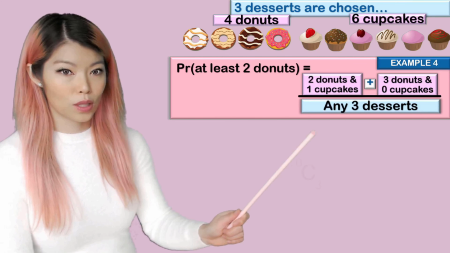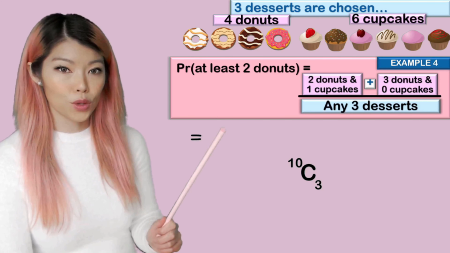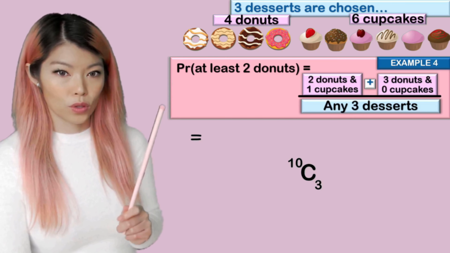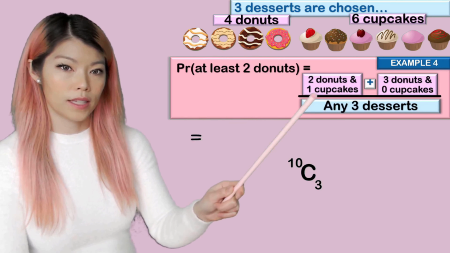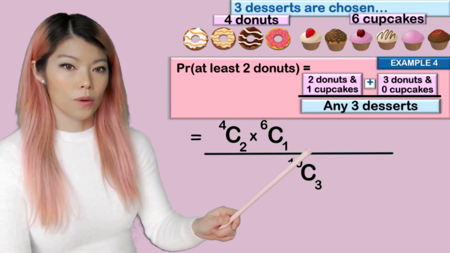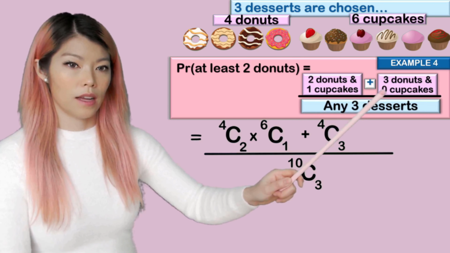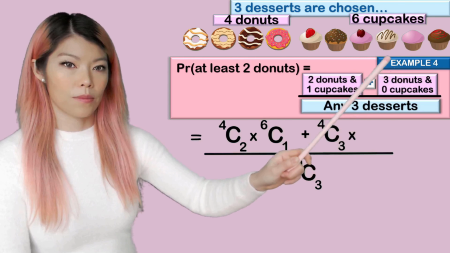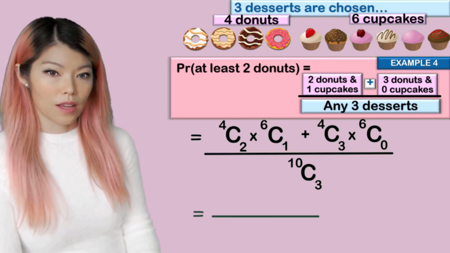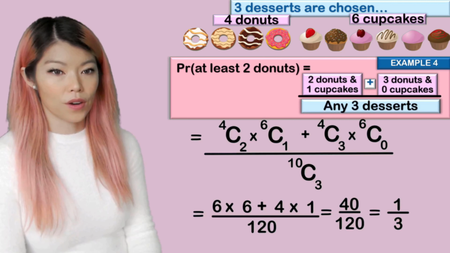Now I'm going to do the 3 desserts first because it's easy. That is, out of the 10 desserts, we're picking any 3. That's our denominator. The numerator is 2 donuts and 1 cupcake. So order, again, doesn't matter, so we're doing C. So 2 donuts would be 4C2 and 1 cupcake, so 6C1. Or, that means plus 3 donuts, so 4C3, and so times 0 cupcakes, 6C0. And we know that anything choose 0 is 1 anyway. So now if you plug that into the calculator, you will see that we obtain 1 over 3.